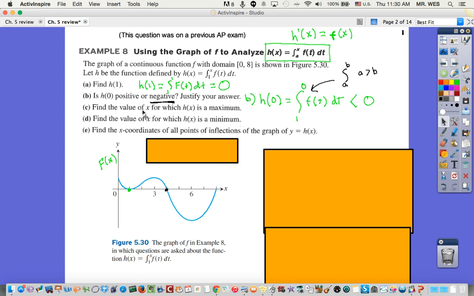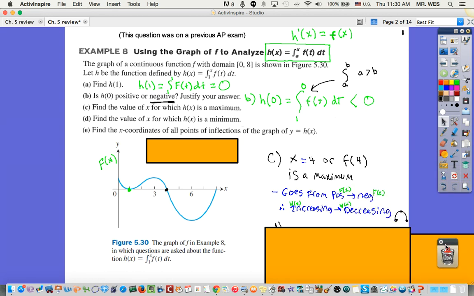Okay, so if we're going to find the value of x for which h is a maximum, now I'll show you the work here. Now, I decided that x equals 4 is going to be a maximum. Let's look at that. That's because here's the derivative, and we are positive, and then we go to negative. We know at the 0 there's going to be a min or a max. But because we are positive, we're increasing, and then we're decreasing. So it's going to look something like this. We're increasing, and then here we start decreasing. So it'll be a maximum.